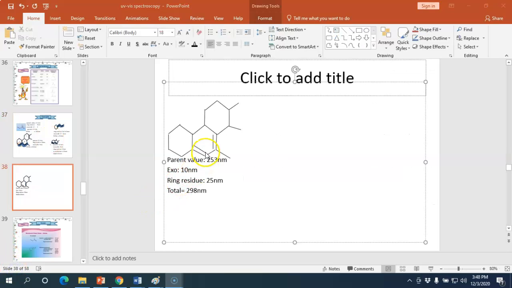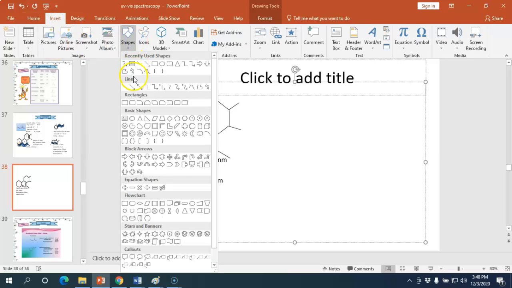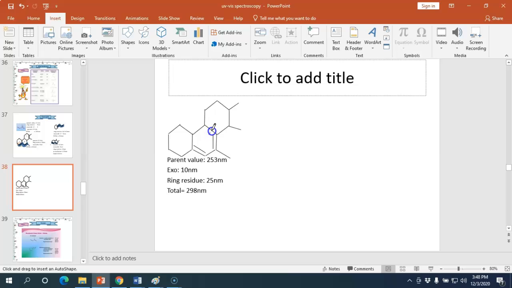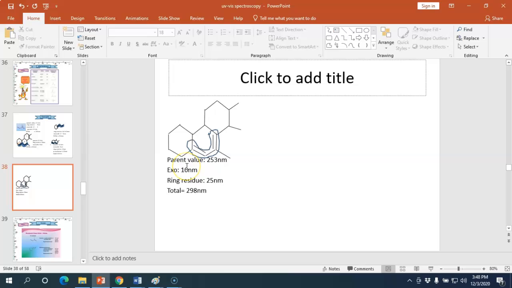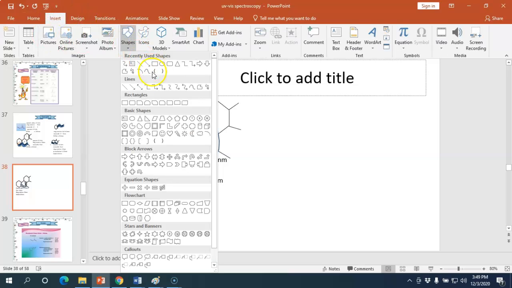Now we move to the example that involves homoannular. Okay, this is the example of homoannular that contains two double bonds or a diene in the same ring. So as usual, draw the loops first. Okay, like this. Perfect loops. And the parent value is of course 253, and you need to determine the exocyclic.